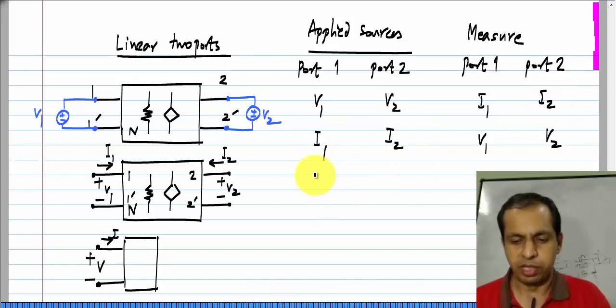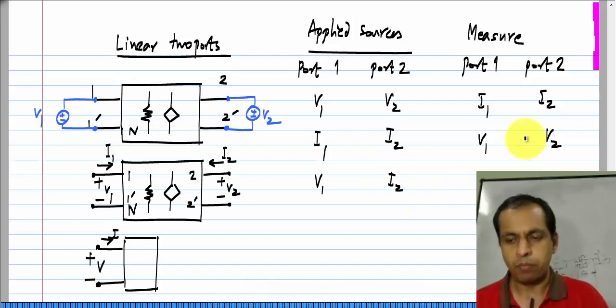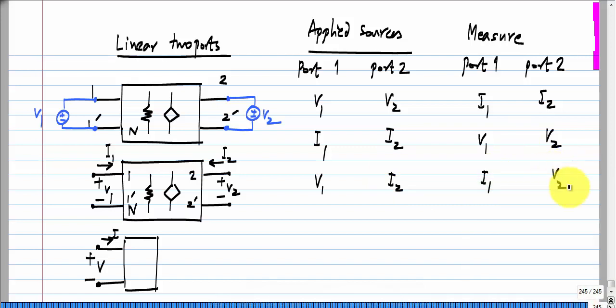And you can also mix and match. You can apply a voltage to port 1, current to port 2 and measure the current at port 1 and the voltage at port 2. And finally, you can apply a current at port 1, apply a voltage at port 2 and measure the voltage at port 1 and the current at port 2. So, these are all distinct possibilities and each gives you a different set of parameters.